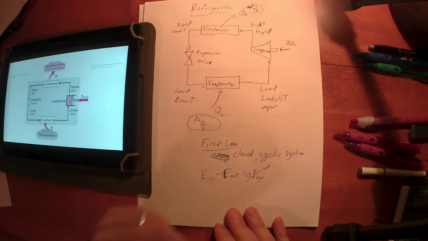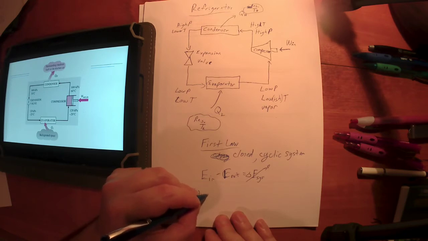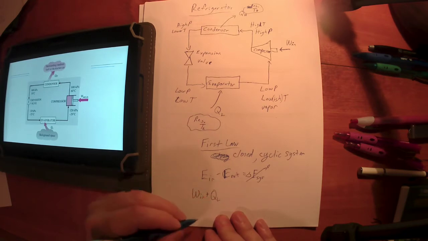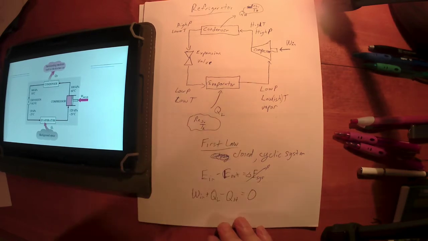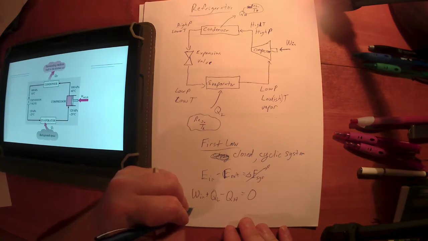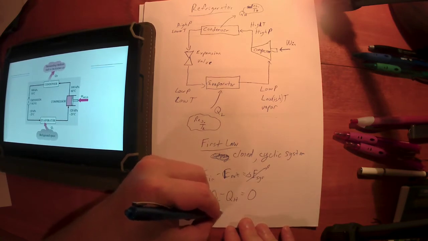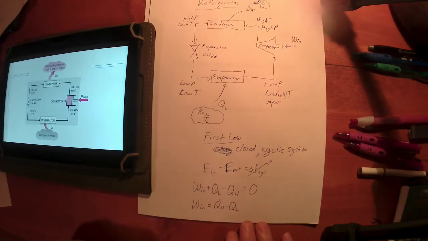Because it's a cycle, this goes to 0. So we add the ins, subtract the outs. What have I got going in? I've got work coming in. I've got QL coming in, minus QH going out. It's a cyclic system, so the change is 0. So what have I got here? I've got the work in is equal to essentially the net heat out. That's QH minus QL. And this is what the first law simplifies down to.